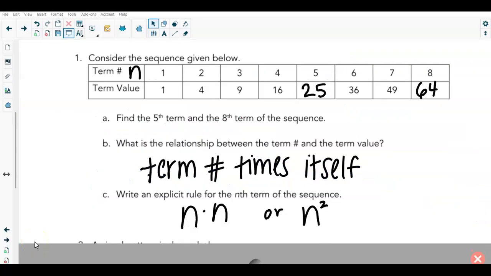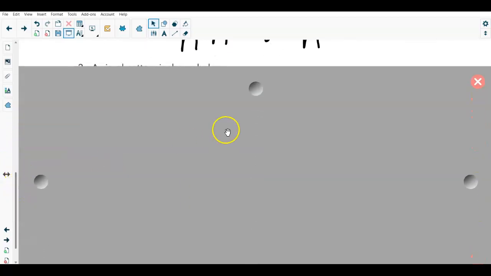All right, for number 1, hopefully you recognize your term n just has to multiply by itself to get the term value. So you would get 5 times 5 is 25, 8 times 8 is 64. So the relationship, you take the term number times itself. Well, we've been letting our term number be n. For any term n, you would do n times n, or n squared, to get the term value.